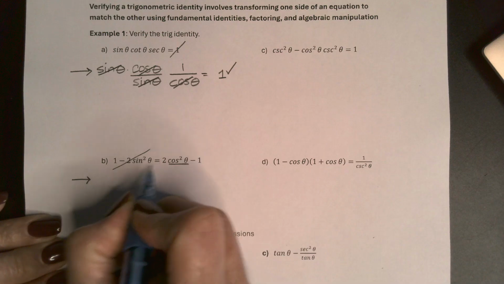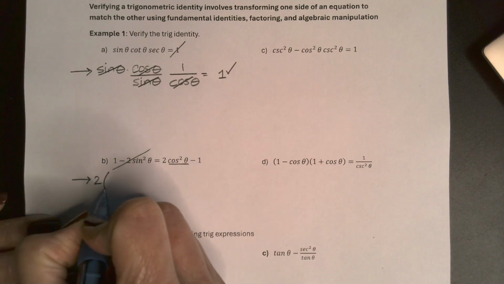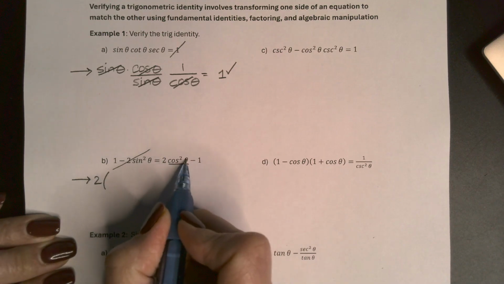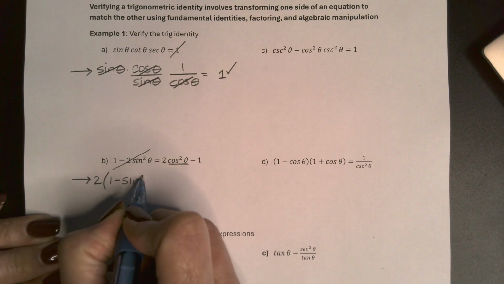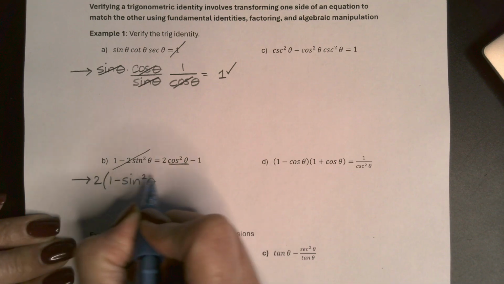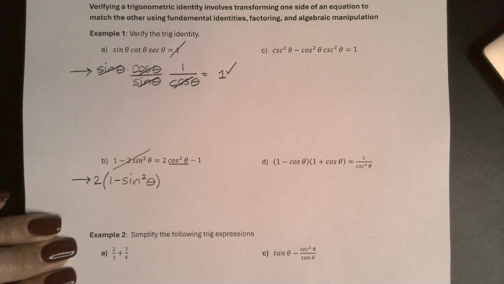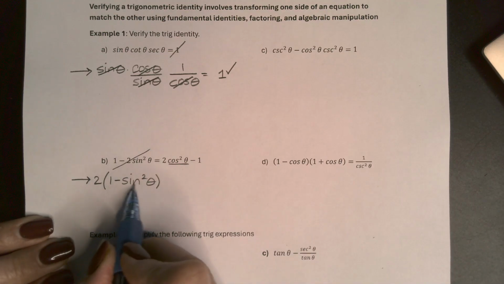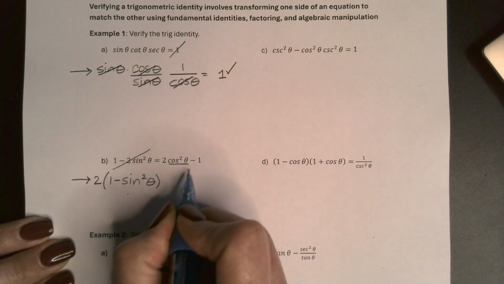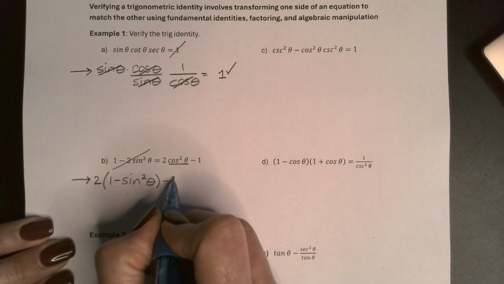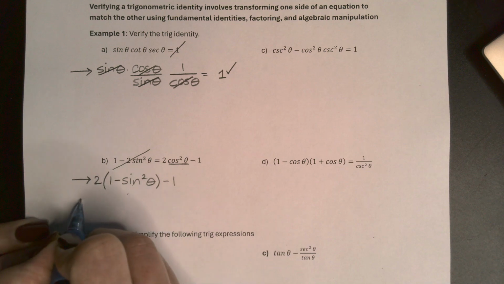Okay, so I'm going to bring the 2 over. Substitute, I'm going to replace cosine squared theta with 1 minus sine squared theta. I'm going to rewrite that sine squared theta plus cosine squared theta equals 1 like this. So I know 1 minus sine squared theta is the same thing as cosine squared, and then I'm going to bring down the minus 1.